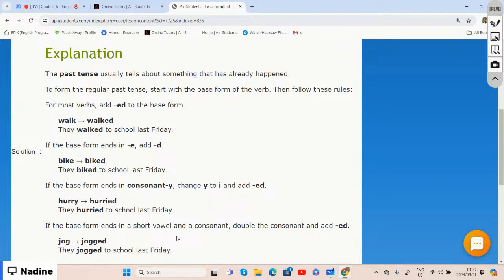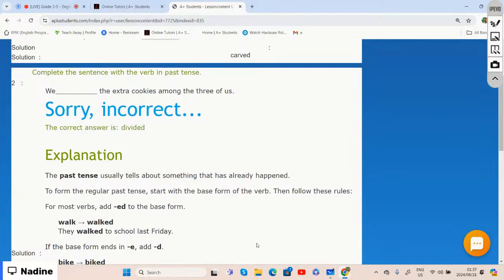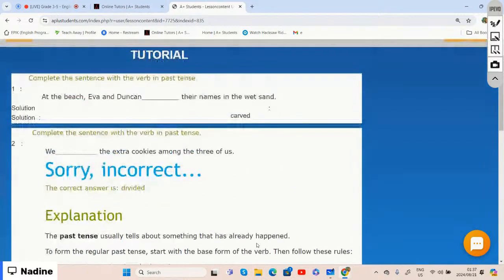All right. So now, before we go on to our test, we need to complete the sentence with the verb in the past tense. It says, at the beach, Eva and Duncan. Do we say carve their names in the water and sand, or carved?